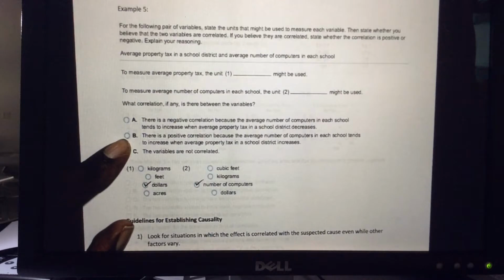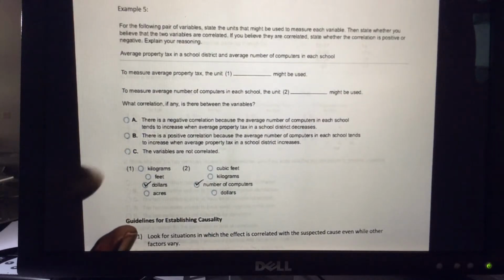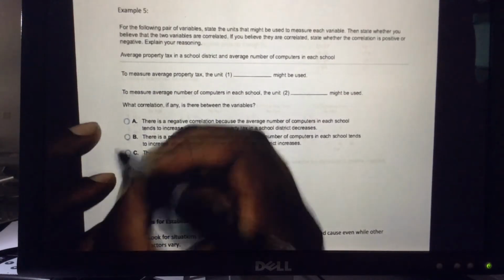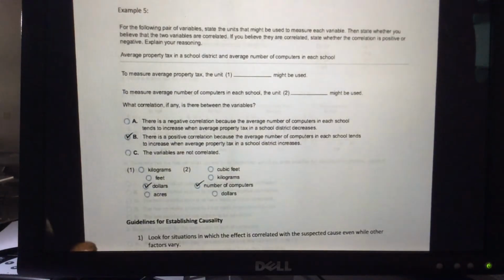Well, we know the average property tax in a school is not going to decrease. It will have to be answer B: that there is a positive correlation between the average number of computers in each school, which tends to increase when average property tax in a school district increases. Okay?